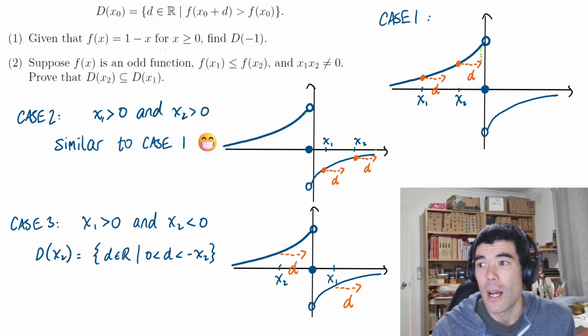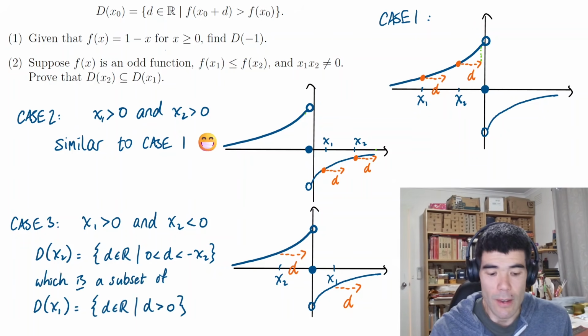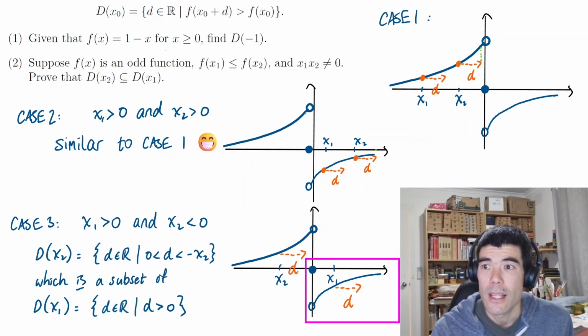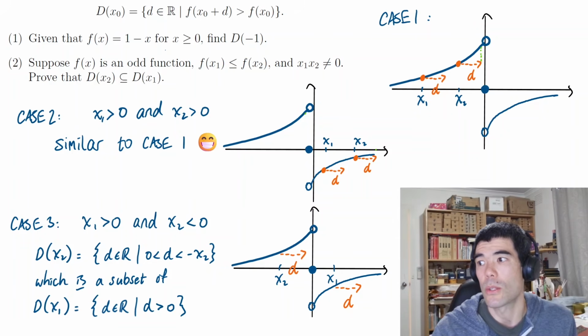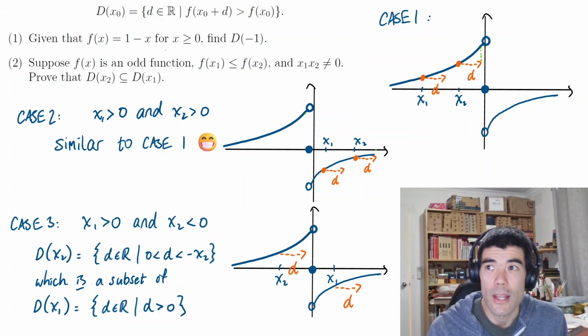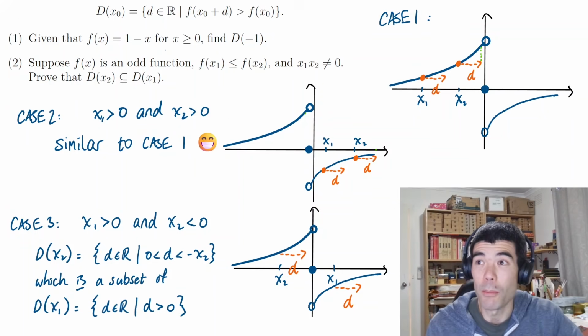But for d of x1, I can actually take any positive d value. I can go as far as I like to the right, and that function would approach infinity and approach y is equal to 0, always increasing. So definitely d of x2 is a subset of d of x1 in case 3. So there's part 2 done, and we're ready to move on to the final part.